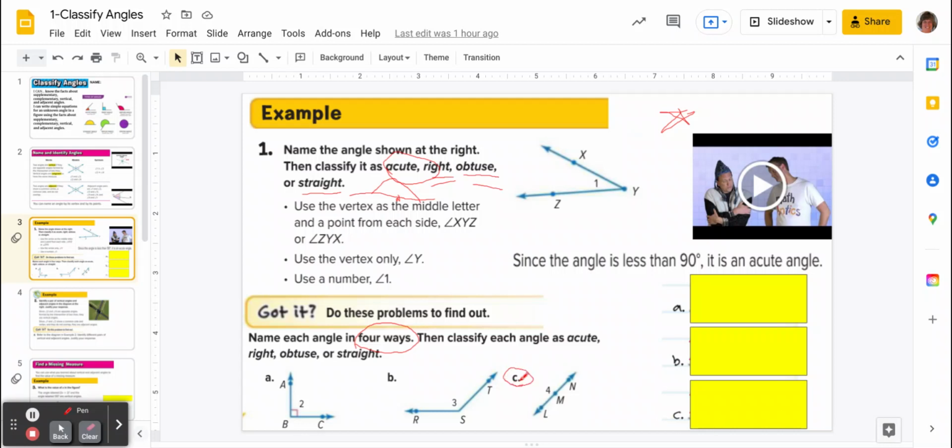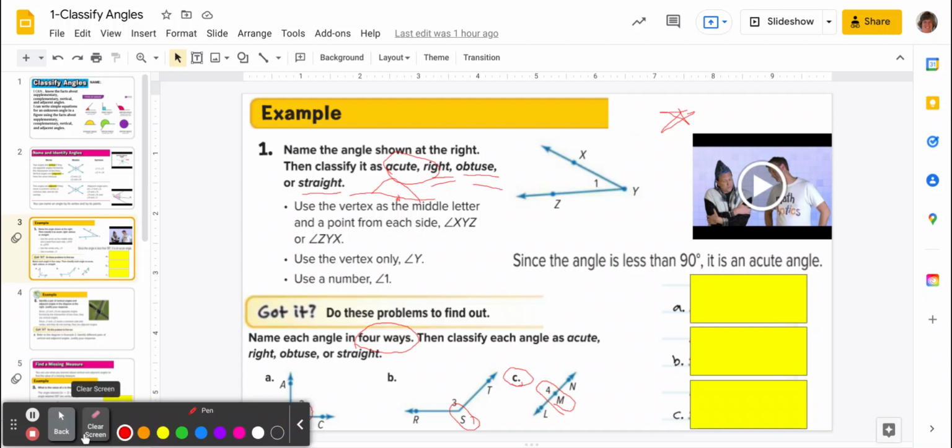Okay, letter C. This is angle 4. It is angle LMN. It is angle NML. And it is a straight line angle. Remember, each of these can also be called by the middle letter. This is angle M. This is angle S. And this is angle B. And next slide.